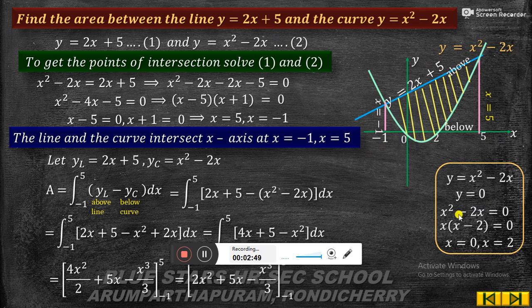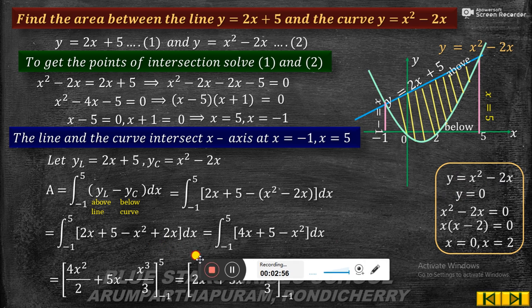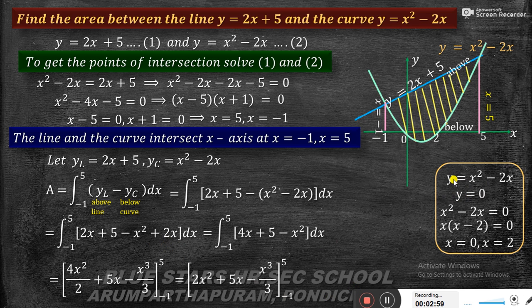So 0 and 2 means, I take the second curve y equal to x square minus 2x. I take y equal to 0. So y equal to 0, I substitute in the left hand side: 0 equal to x square minus 2x. So x square minus 2x equal to 0 means I take x common, x into x minus 2 equal to 0. So x equal to 0 and x minus 2 equal to 0 means x equal to 2. So the points are 0 and 2.